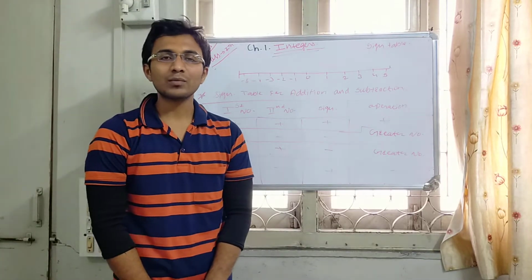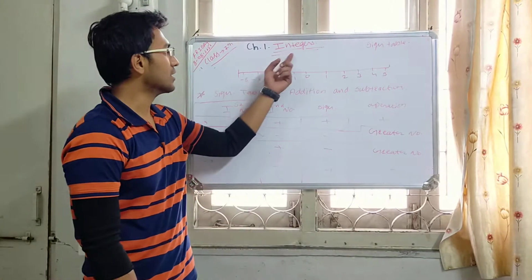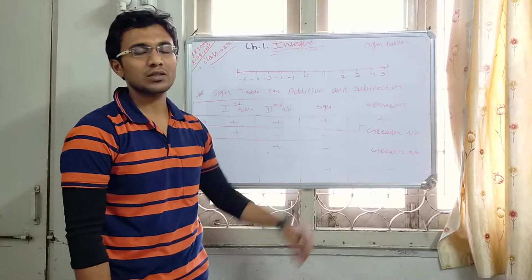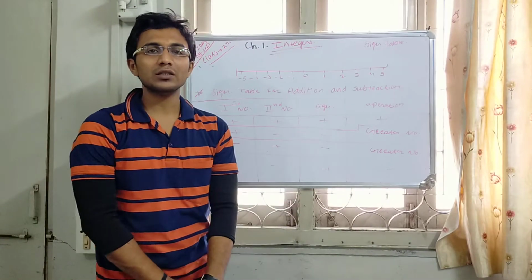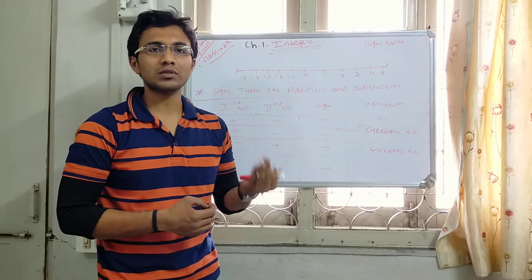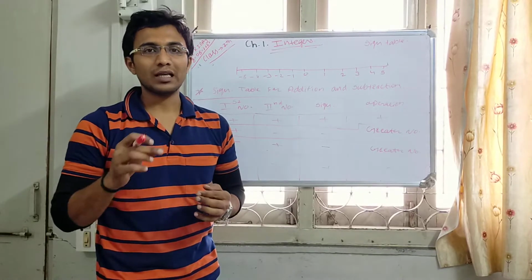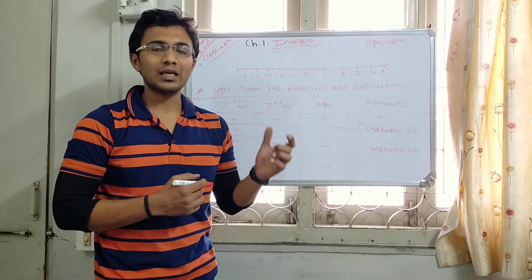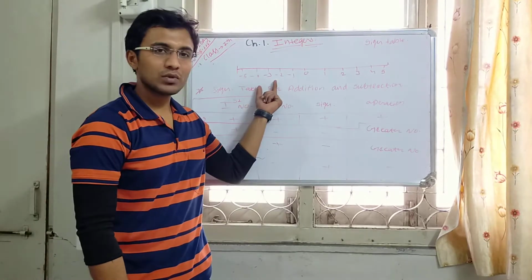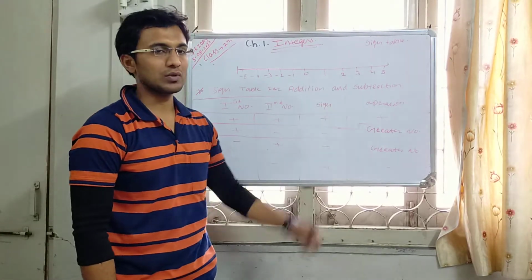So, the first chapter of our class is integers. The first chapter is integers. Before starting with integers, you must have sufficient knowledge of the number line. What is a number line? A number line is a line which consists of negative numbers, 0 and positive numbers.